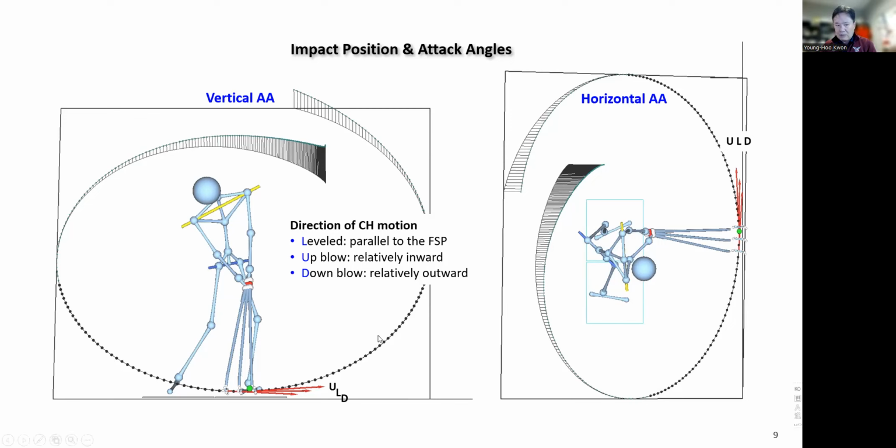But for the iron condition, it's fairly close to a leveled swing, although it's a down blow. We typically say it's a down blow, but it's close to leveled. So the swing plane is more aligned toward the target. So the actual direction of the club head motion depends on where the impact occurs. So we have to consider this in addition to the direction of the swing plane.